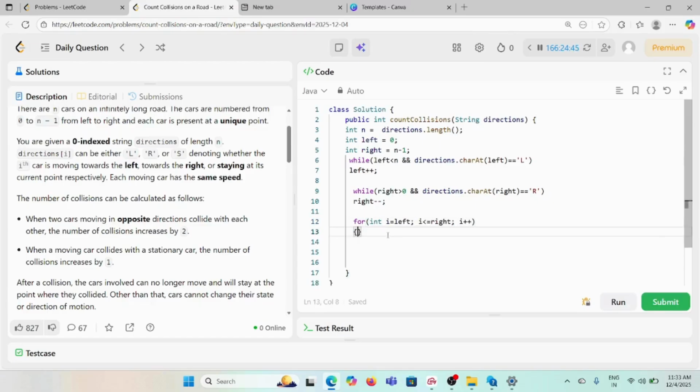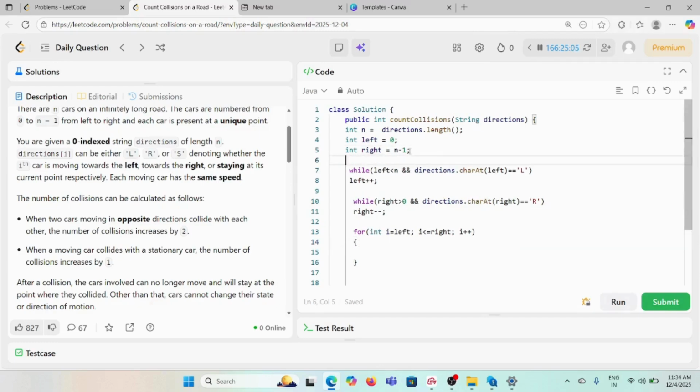Now in this for loop we are going to count all those moving cars, because moving cars, when they collide with a stationary car or with each other, effectively contribute the sum of one by one all of them. That is why we are doing this. So let's say we have an answer variable. Let's say int answer, initially I am taking it equal to 0.